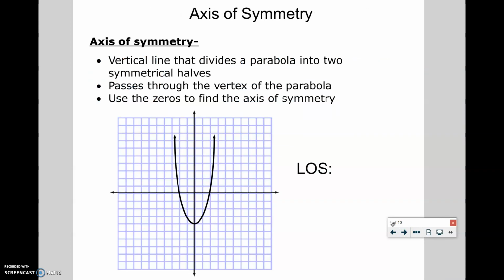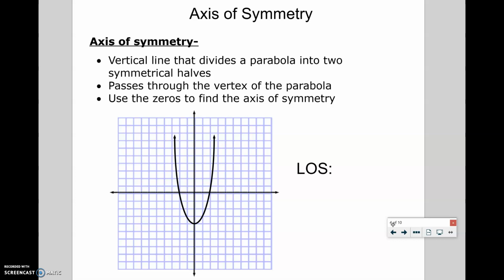One of the reasons why these zeros are important is because they can help us figure out what that axis of symmetry is. So the axis of symmetry is important in a quadratic function because when we have a parabola, the two sides of the parabola are symmetrical. That means that the left and the right side of it, their points are going to be symmetrical, and the values that they have, there's going to be a pattern with it. So that vertical line that divides a parabola into two symmetrical halves will be that axis of symmetry.